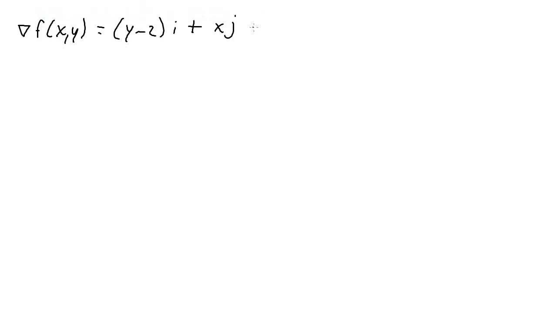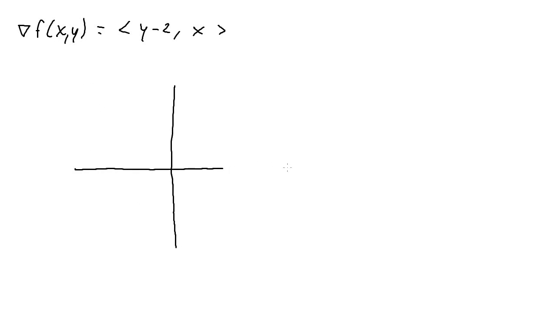Now I'm going to go ahead and first, before sketching, write it in component form. So we have y minus 2 as the x component, and then x as the y component. So now let's go ahead and graph this. Since there's only two variables, x and y, we only need two dimensions. So I'm going to go from -1 to 1 for the x values, and from -1 to 1 for the y values. So let's go ahead and start with 0, 0.